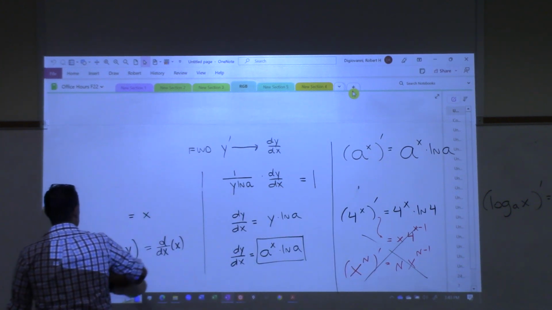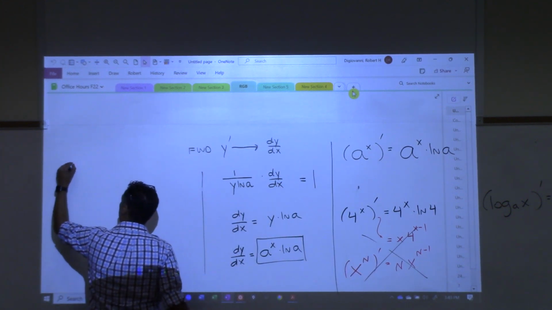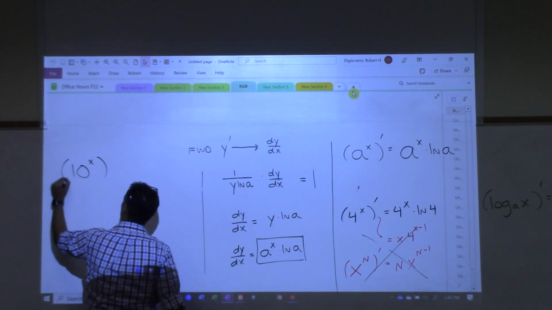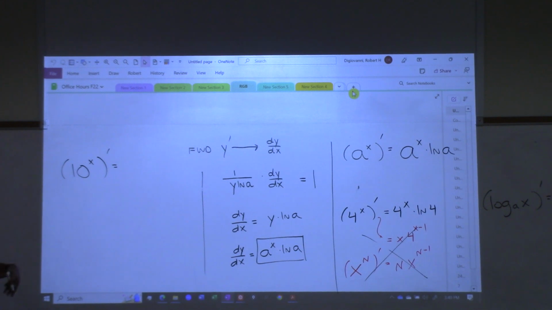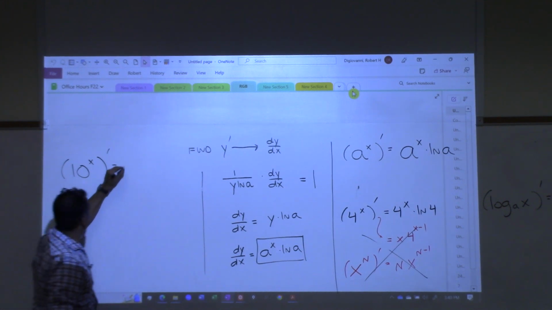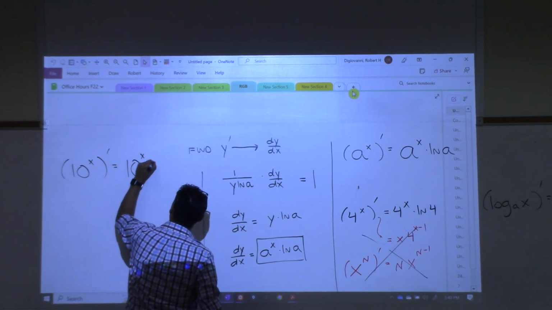All right, let me do this one. What is the derivative of 10 to the x? So I look at that, I'm like, hey, that's a to the x, right? So it should be itself times natural log 10.